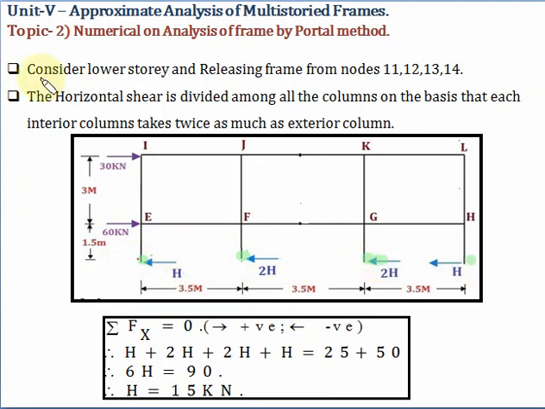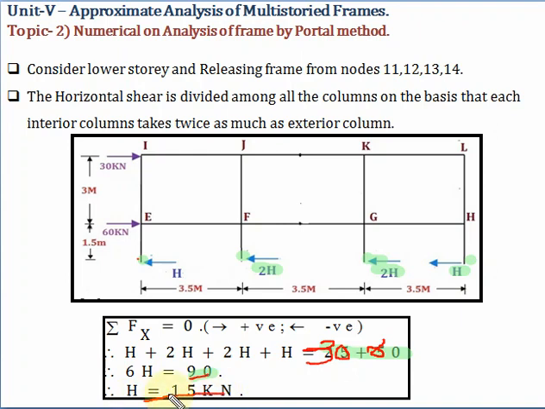Now here again our assumption is that horizontal shear is divided among all the columns on the basis that each interior column takes twice as much as an exterior column. So the exterior column value is h, and the interior column value is 2h. Taking summation Fx equal to 0, h plus 2h plus 2h plus h equal to 30 plus 60. Here we made a mistake. It is 30 plus 60, so the value is 90. So 6h equal to 90. So what is the value of h? It is 15.